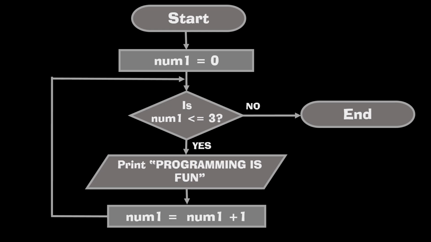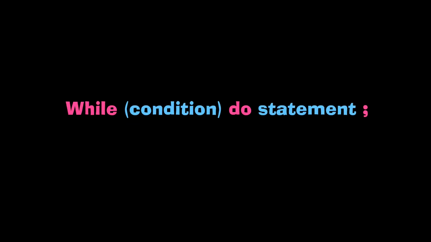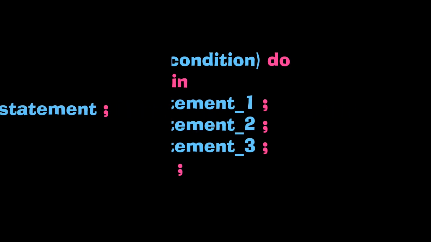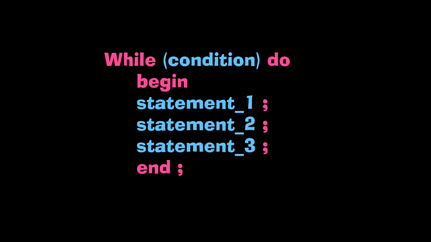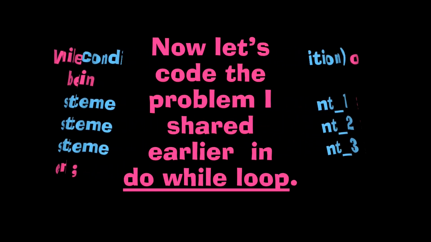Now let's have a look at the syntax of while do loop. Mostly we give one statement to be executed in repetition. If we have more than one statement to repeat, then we will need to write begin and end. Inside that only we should give our statements. Now let's try coding this in Pascal.